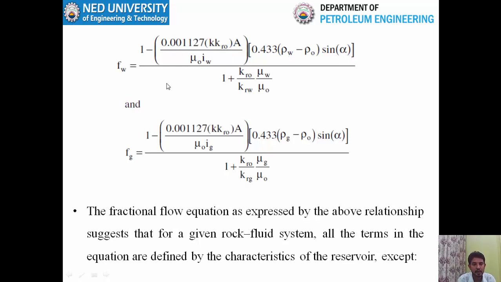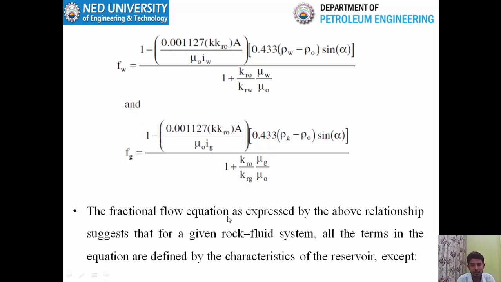And for the displacement of oil by gas, the fractional flow equation will be like this. Again, rho g minus rho o is the density difference between the gas and oil. For the water case, this density difference will be positive, because the density of water will always be higher than the density of oil. But for the gas case, this term will be negative, because the density of gas will always be lower than the density of oil. So these are two equations, one for water flooding and one for gas flooding.